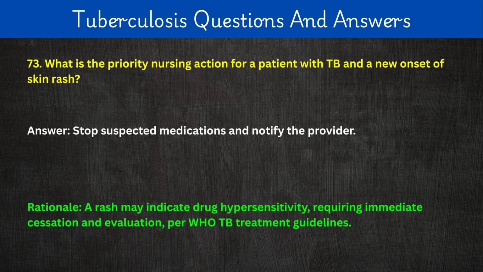73. What is the priority nursing action for a patient with TB and a new onset of skin rash? Answer: stop suspected medications and notify the provider. Rationale: a rash may indicate drug hypersensitivity, requiring immediate cessation and evaluation, per WHO TB treatment guidelines.